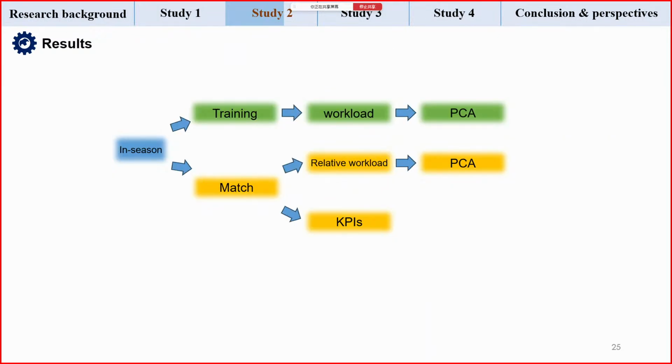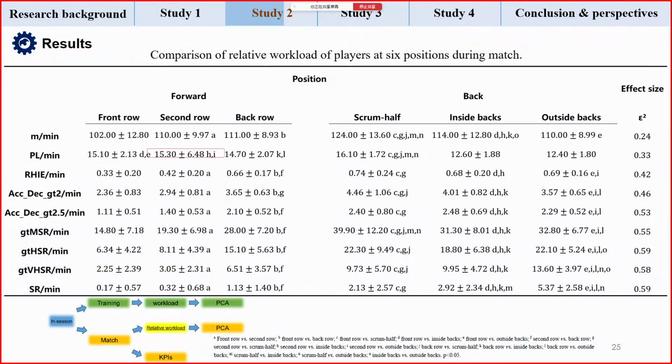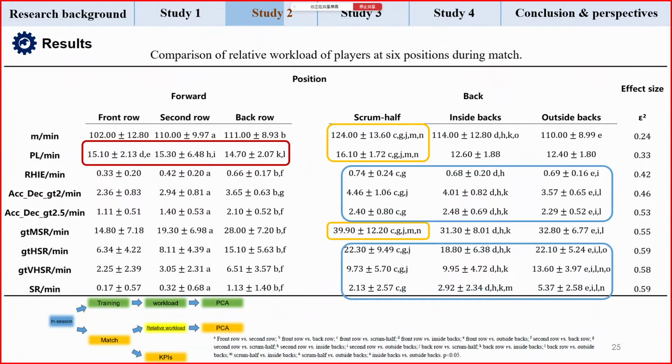Regarding the comparison of relative workload of players at 6 positions during the match, the relative player load of forwards was higher than that of inside backs and outside backs. Scrum half players had the highest relative total distance, player load, and distance greater than 15 kilometers per hour. For the other metrics, backs outperform forwards.